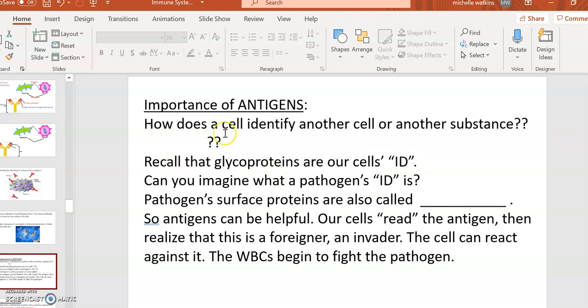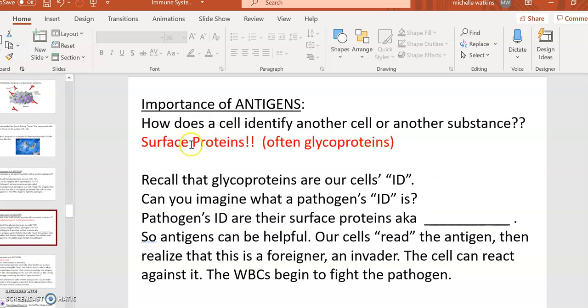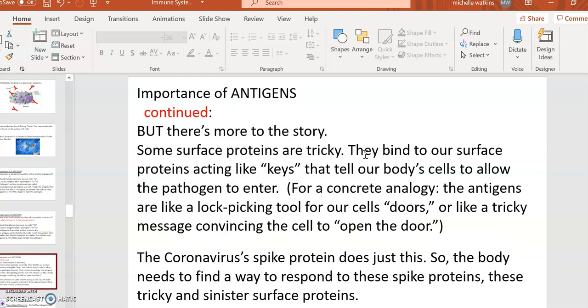Okay, you should stop and read this. Let me do the first sentence with you. How does a cell identify another cell or another substance? Do you remember? This was from the very beginning of the school year. I hope you remember. Surface proteins. Our glycoproteins, which are on the surface of our cell membrane, are like our ID. Okay, you can read the rest on your own. And same thing here. Read the rest on your own. This is just some general background.